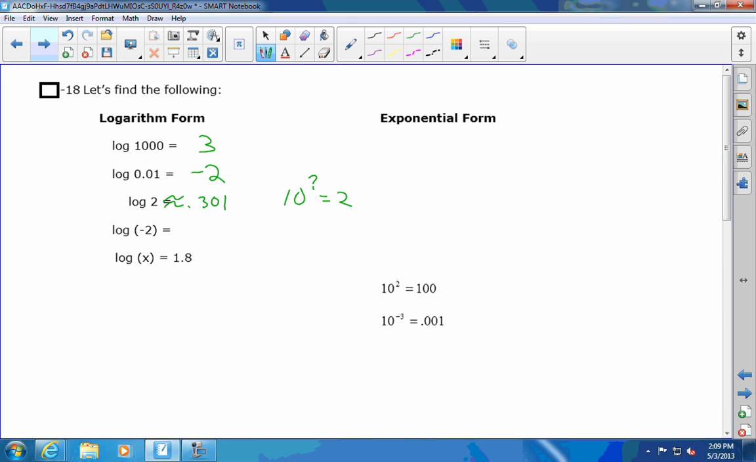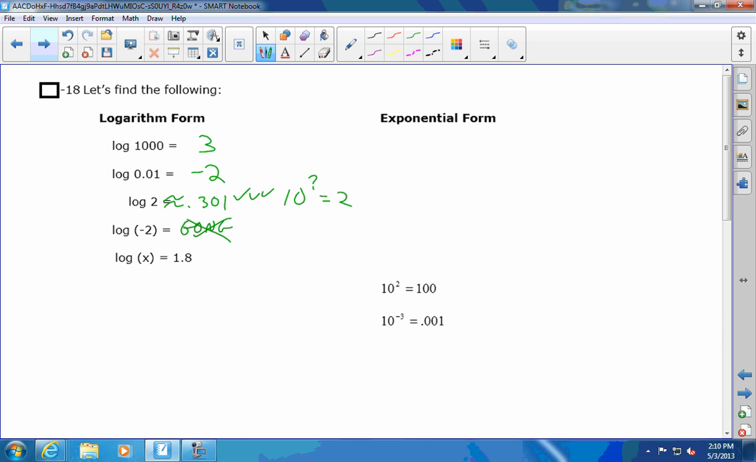Do I have a second on that? Anybody? Second. Okay, good. Third. Okay. How about log of -2? Gong. Can't do. Can't take the log of a negative number.